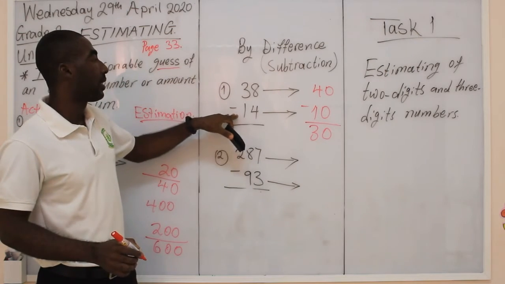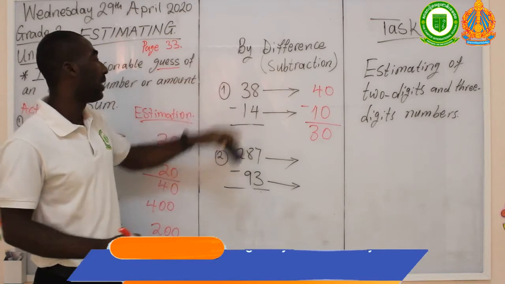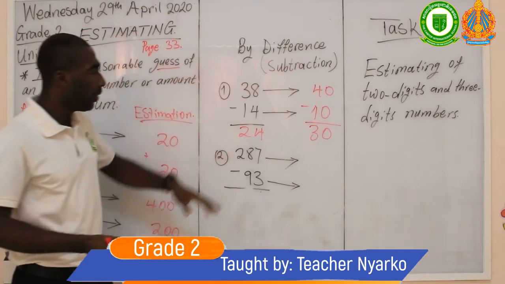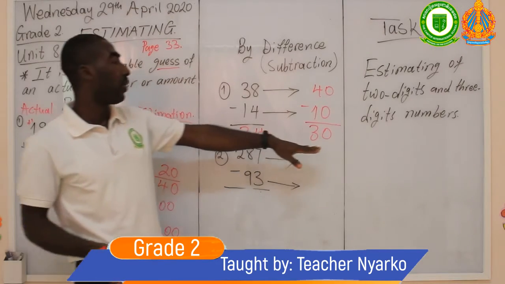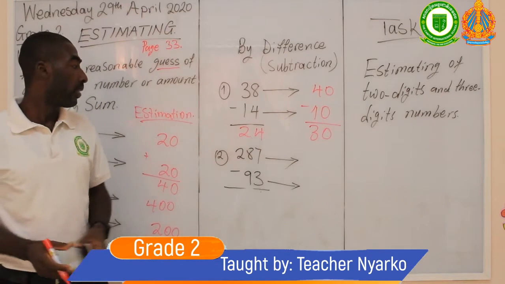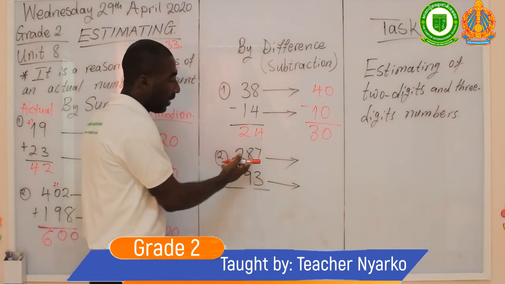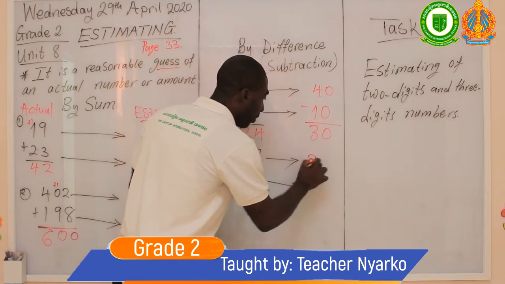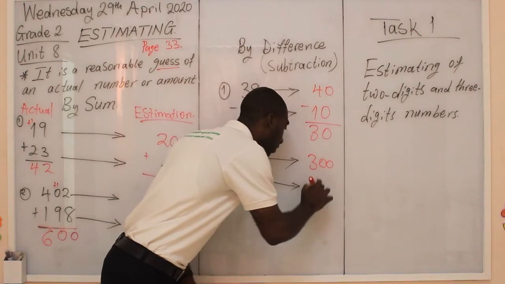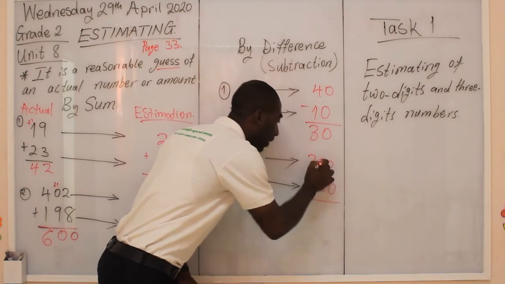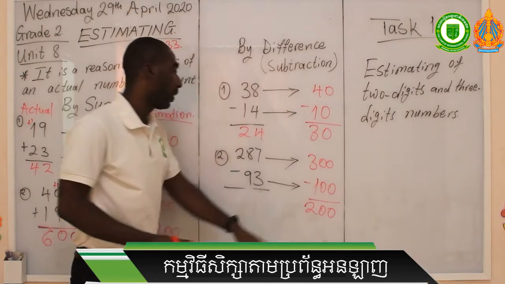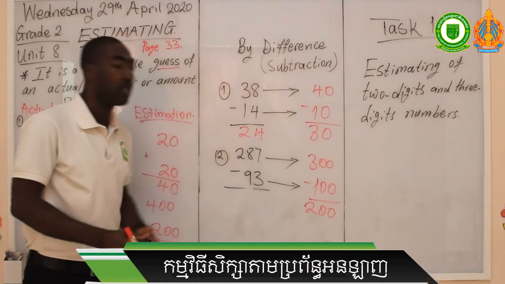So let's look at this actual one. So the actual one, this minus this, will give us 4 and 2. So we have 24 to be actual, and then we have 30 to be the estimation. Now let's look at this one, 2. 287 is very close to 300. 93 is very close to 100. So this minus this will give us 200 because we are doing subtraction. So we take this from this and give us 200.